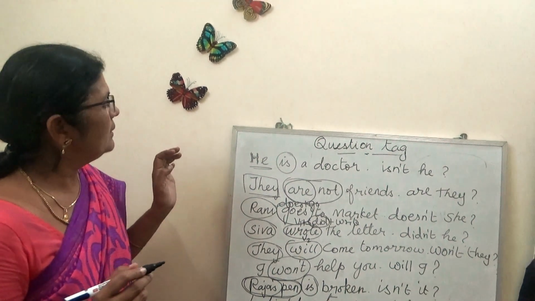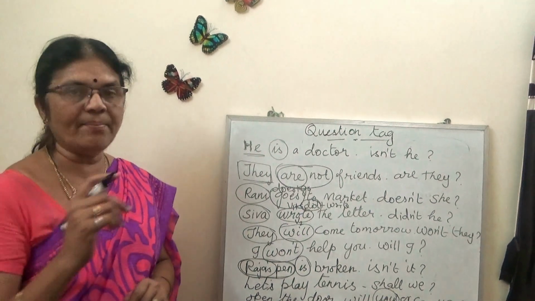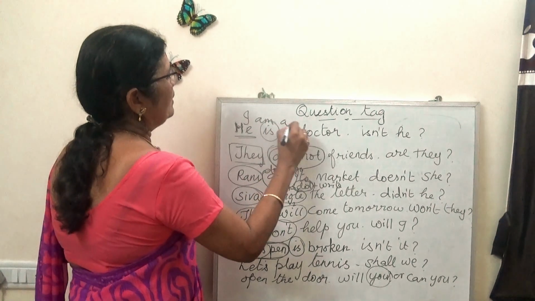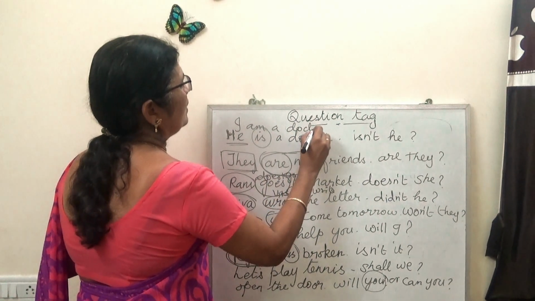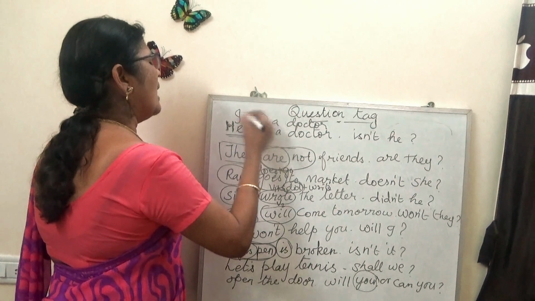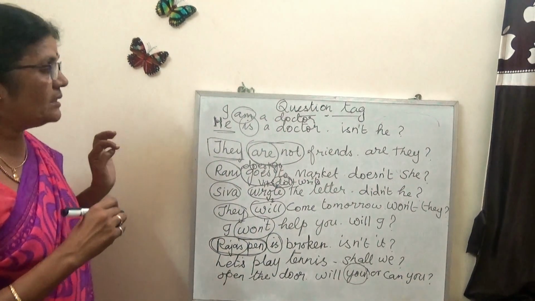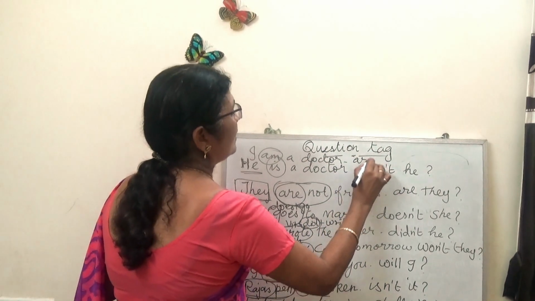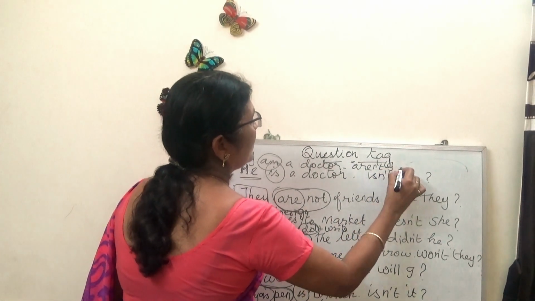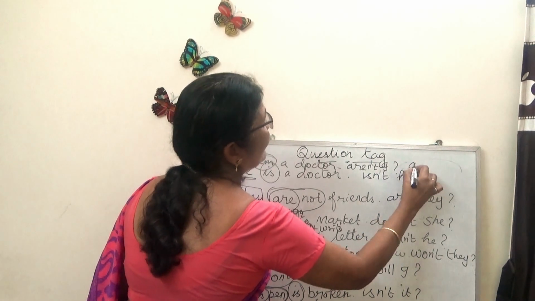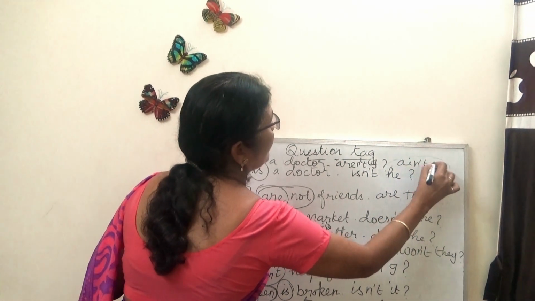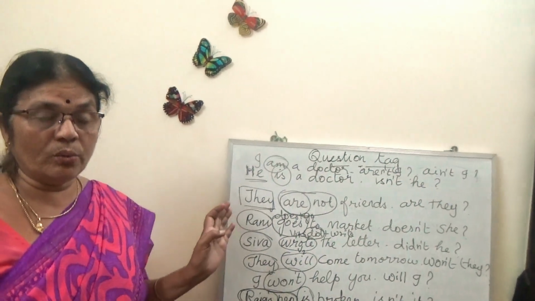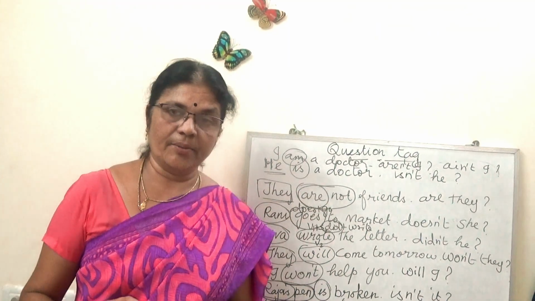Okay, and one more thing, that is the tag for am. That is, I am a doctor. Here am is an auxiliary verb. So for this we have to take the tag aren't I, or we can also take ain't I. So this is the way in which we form the question tag.